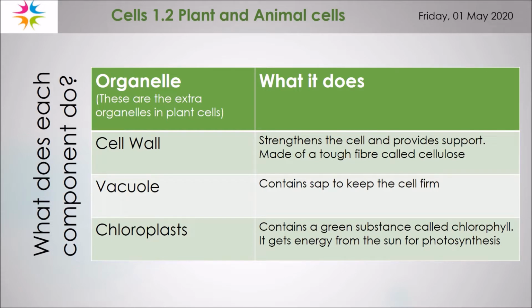Then there are the chloroplasts, which contain a green substance called chlorophyll, and they collect energy from the sun for photosynthesis. So those are the organelles and their functions, which are only in plant cells, not animal cells.